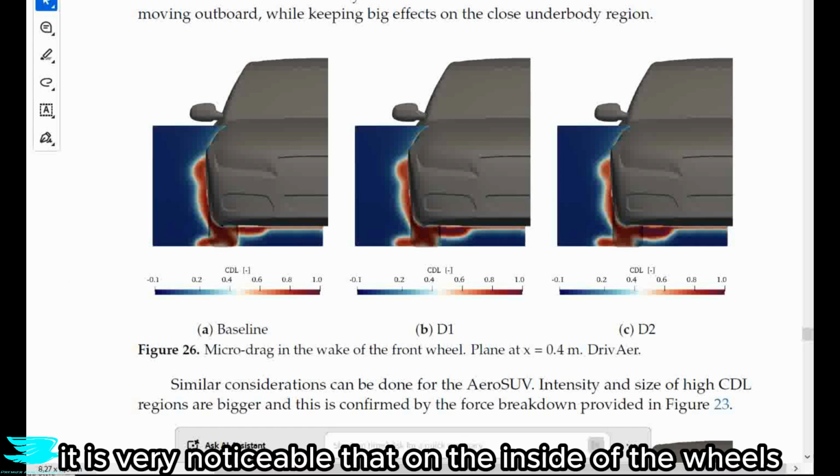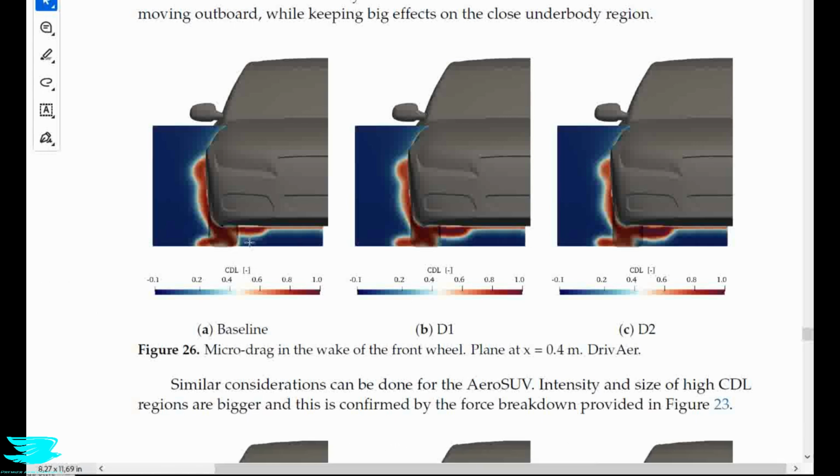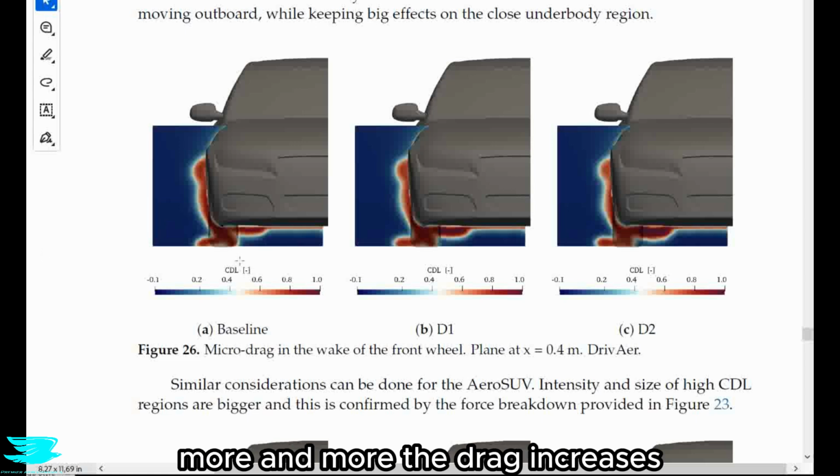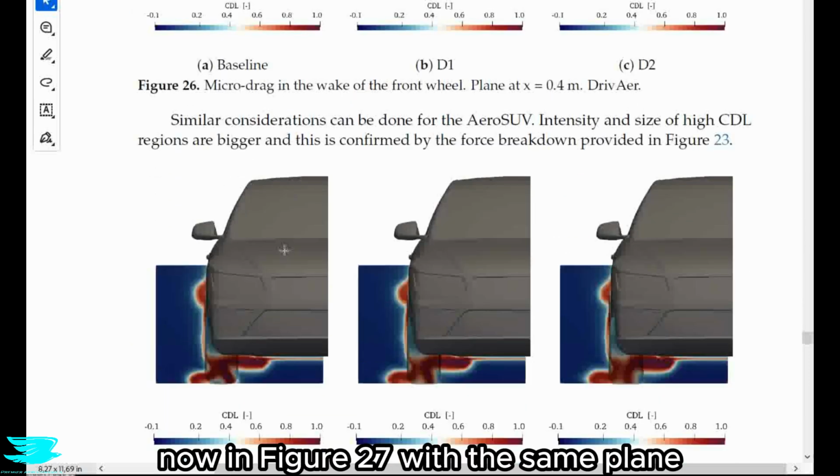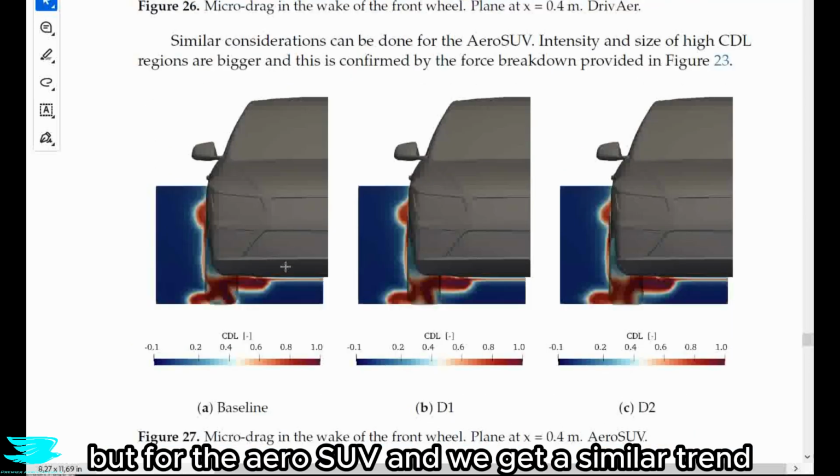And it is very noticeable on the inside of the wheels, so just around the underbody as well, that as a tire deforms more and more, the drag increases. Now in figure 27, we have the same plane but for the Aero SUV, and we get a similar trend.